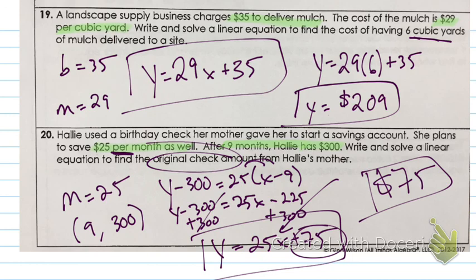It's pretty good. So, big picture, when you go after these, pull out the information. You've got to identify: am I given points? Am I given a slope? Am I given a y-intercept? What information do I have? Then take a step back and say, how do I get that information into a line, right?